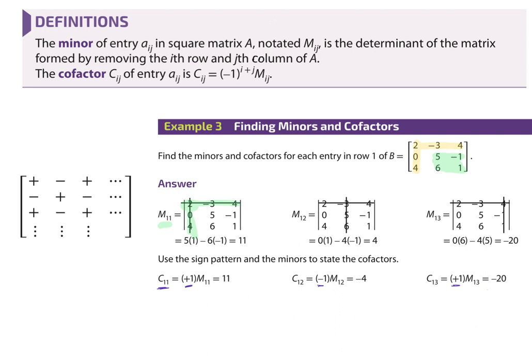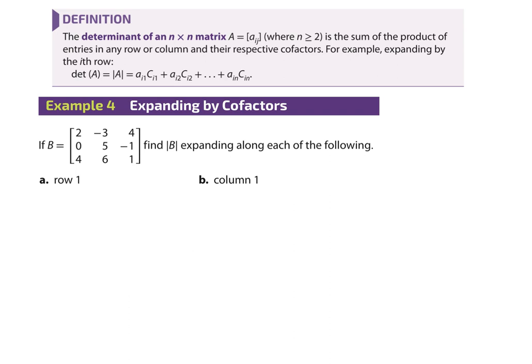So let's look at using your cofactor to do a determinant. They have all these words: the determinant of an n by n matrix is the sum of the products of the entries in any row or column and their respective cofactors. For example, expanding the ith row, and they give this to you. What does all that mean? Well, you choose a row or a column. It doesn't matter which one. I always choose the easiest. If there's a 0 in the column, I'm probably going to choose that one, because it's going to zero out. You use every single number in the column, multiply each by its cofactor, and then add those up. That's what we're doing, okay?